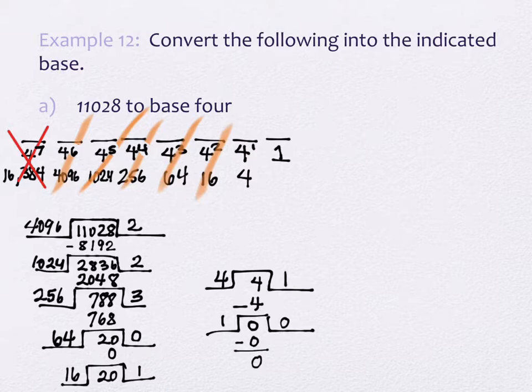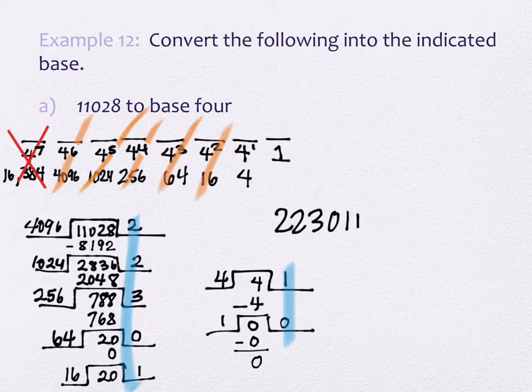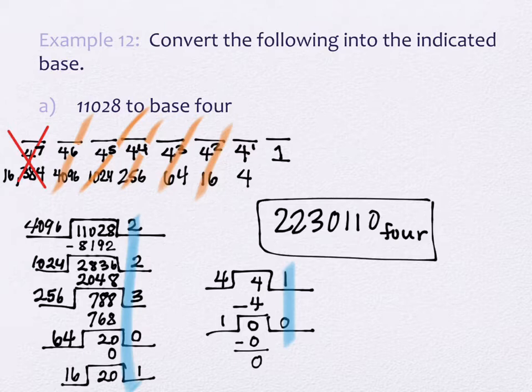The really cool thing about the division scaffold is that the answer is right there. Highlighted in blue, the answer is 2 2 3 0 1 1 0 with the subscript 4 written down beside it. Just read it straight off of the division scaffold, which is fantastic. We're going to do another example of this, but are there any questions on this one before we do?